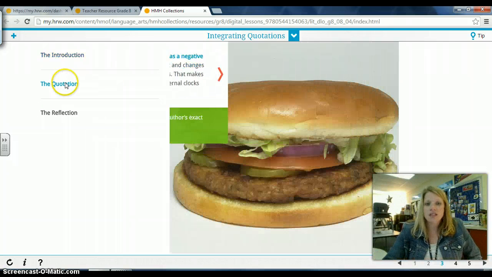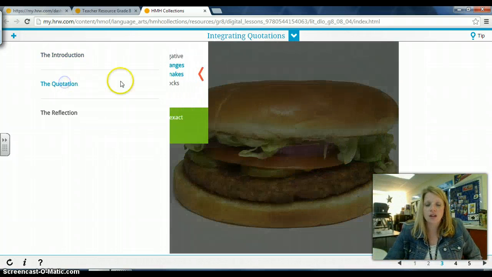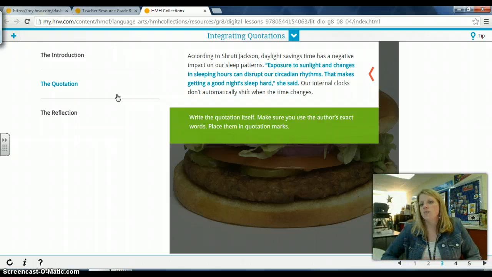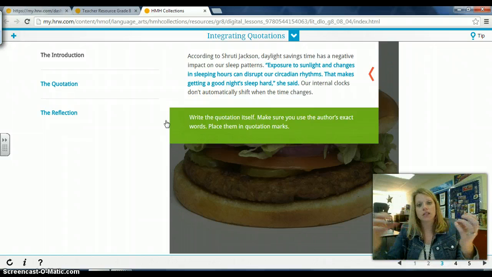Okay, next, obviously, then you'll have your quotation. Okay, there's your quotation. Exposure to sunlight changes in sleeping hours can disrupt our circadian rhythms. That makes getting a good night's sleep hard, she said. Okay, so, and then again, write down on your notes what's in green. Write the quotation itself. Make sure you use the author's exact words. Put it in quotation marks. So now you have your lead-in or your intro.